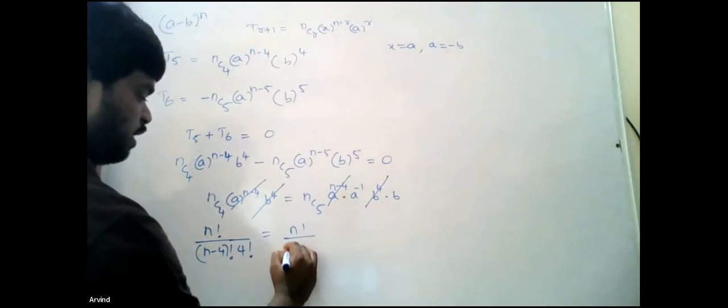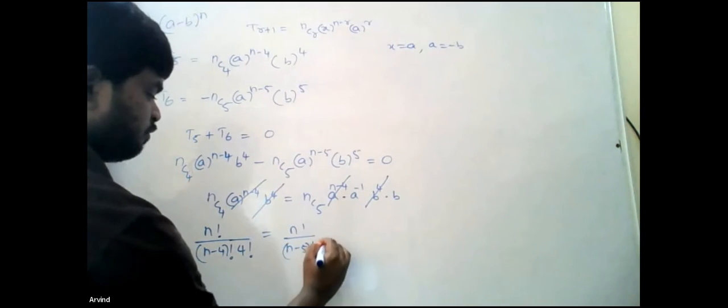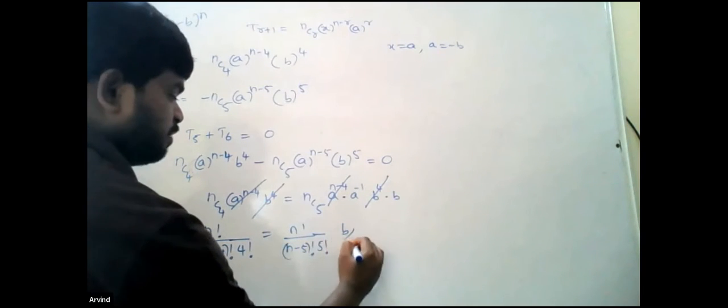Okay. So you can write this as n factorial by (n minus 4) factorial, 4 factorial, equals n factorial by (n minus 5) factorial, 5 factorial, equals b by a. Okay. So here are things that you can cancel.